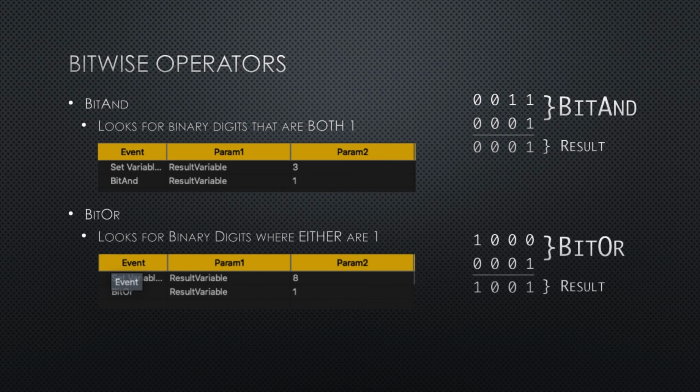Bit and. For example, a variable with a value of 3, 0011, and a constant with a value of 1, 0001, would give a result of 1, 0001. Bit or, for example, a variable with a value of 8, 1000, and a constant with a value of 1, 0001, would give a result of 9, 1001.